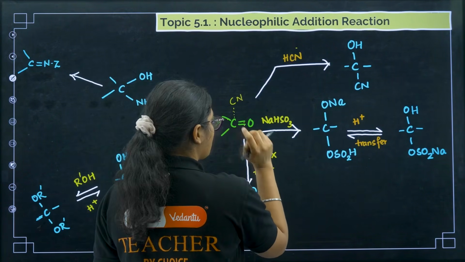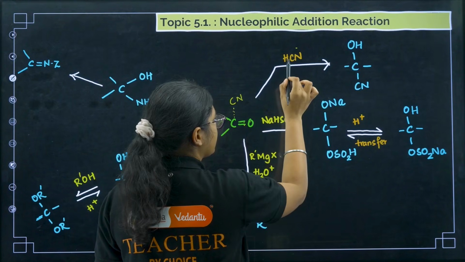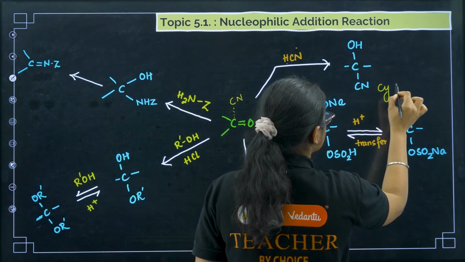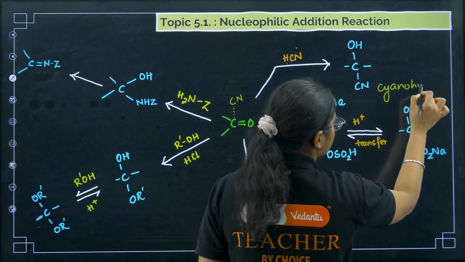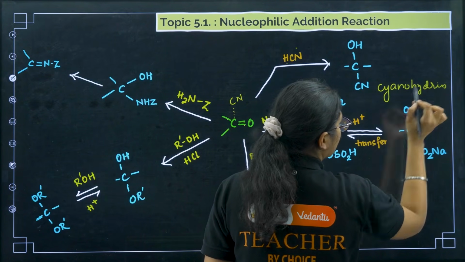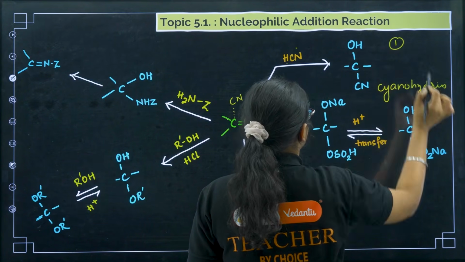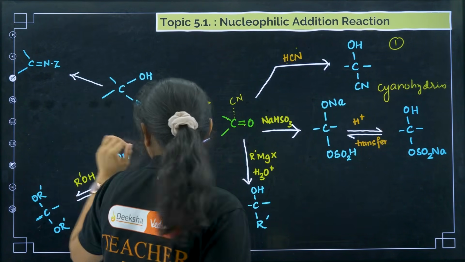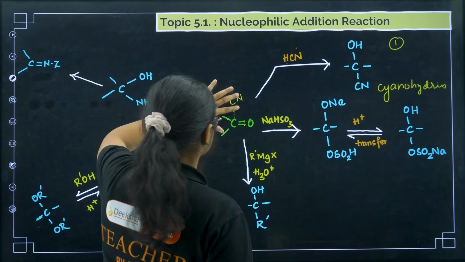So what will happen, this bond will break and oxygen will take this hydrogen. So you get this type of compound. This compound is called cyanohydrin. So this is your first reaction, that is reaction with HCN. Next, coming to reaction with NaHSO3, what will happen here?